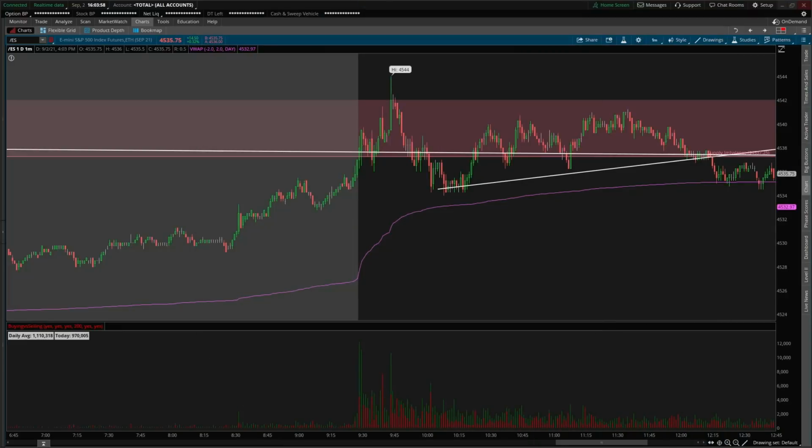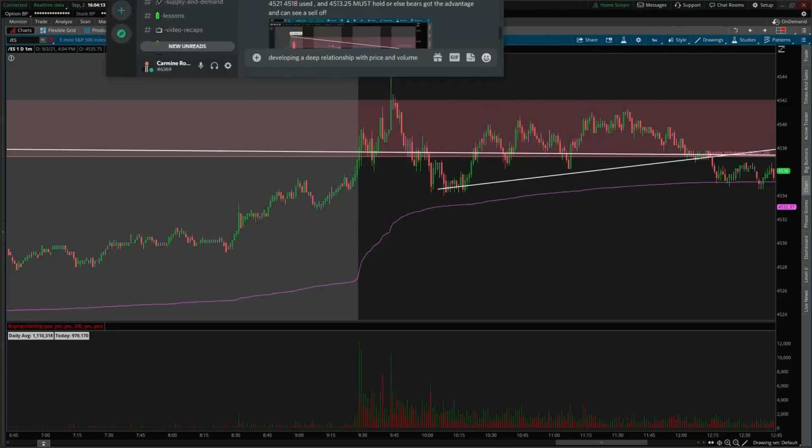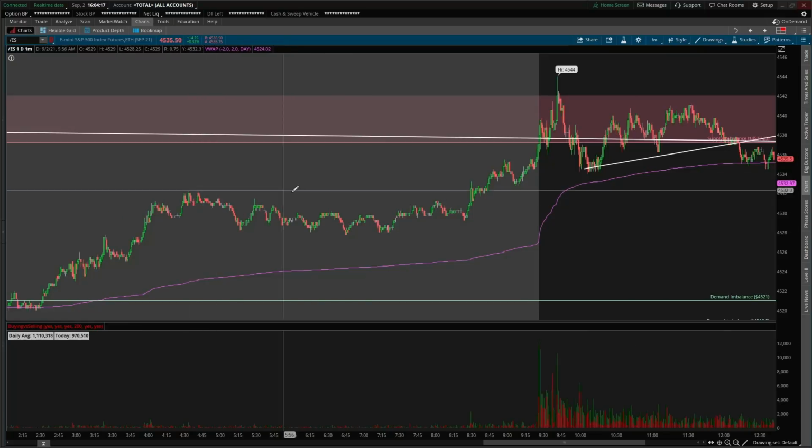I'll go up here. ES SPY opened to both sides today. Very strong downtrend line confluent with supply. This is going to be a very key imbalance. If sellers put pressure on here, I'm going to look to scalp SPY puts. We also had demand a little lower to the downside, just like NQ in this area right here.